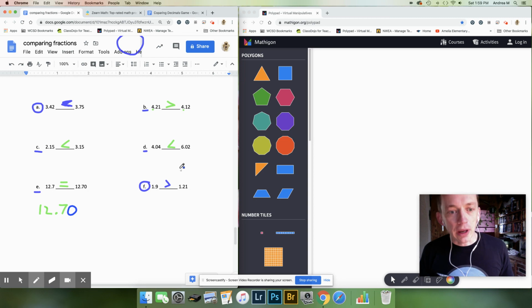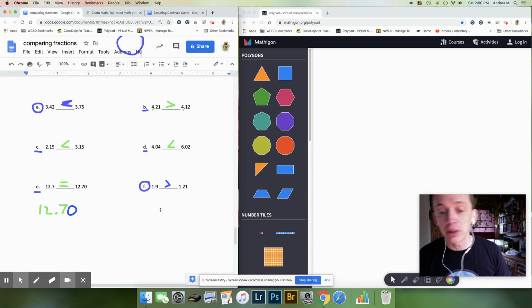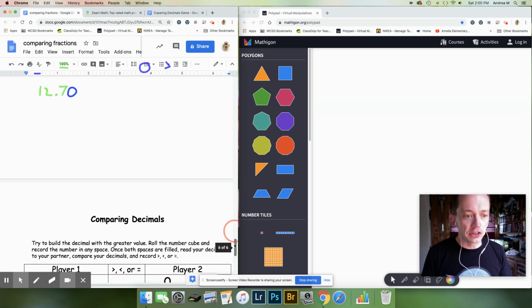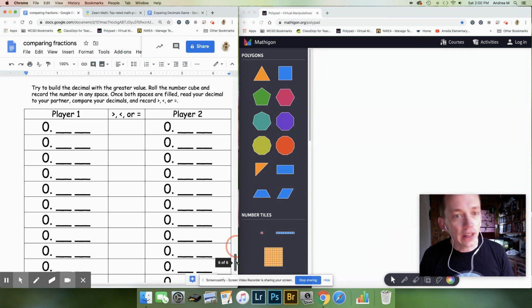All right, this next part right here is not something that you need to turn in, but I would encourage you to play this game, even if you're playing against yourself, just to get some practice with this, okay? So this is what it looks like. If you have dice, that's great. If you don't, you could get little strips of paper and label them 0, 1, 2, 3, 4, 5, 6, 7, 8, 9. So you can have the digits 0 through 9.